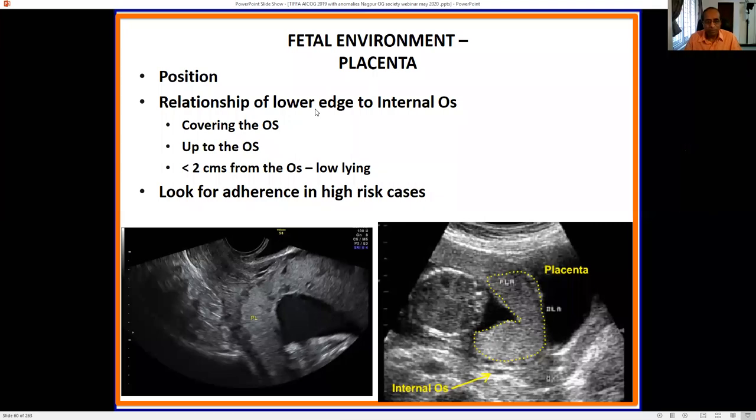In the placenta, we always look at the relationship of the lower edge to the internal os, whether it's covering the os, up to the os, and less than 2 centimeters from the os is called low lying, and look for adherence in high risk cases. Here, this is a transvaginal examination. We have to be very careful when you're seeing the placenta transabdominally with a full bladder because it can give you false information. So always do a transvaginal and identify the lower edge of the placenta and internal os.